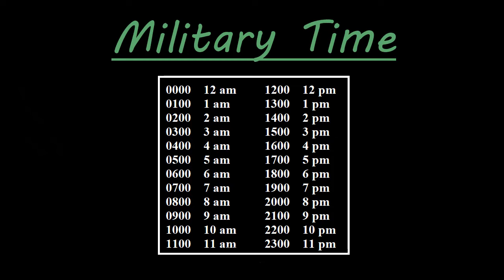So 1000 hours is 10 a.m., 1100 is 11 a.m., 1200, 12 p.m. And then here we have a little bit of a difference. Once you get to 1 p.m., this is basically where it changes. So we go from 12 p.m. to 1 p.m. on a normal regular 12-hour clock, but in military time you're going to go to 1300 hours. So you basically just add another 100 here. So 1200 hours, 1300, 1400 is 2 p.m., 1500 hours is 3 p.m., and so on until we get to the end. So 2300 hours is 11 p.m.